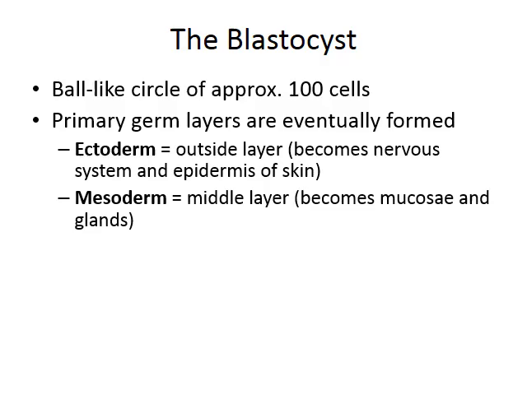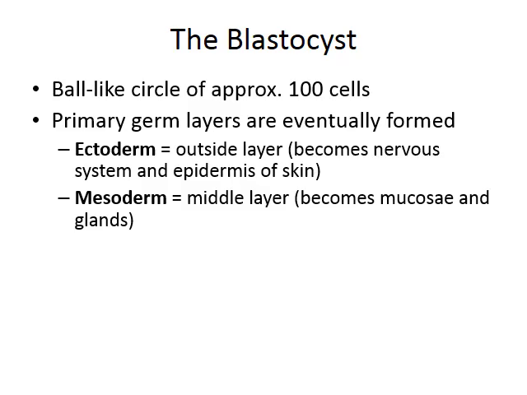Then you have the mesoderm. This is the middle layer. This will turn into mucosa, which are a lot of the inner lining membranes of the body, as well as a lot of the glands of the body, both endocrine and exocrine.